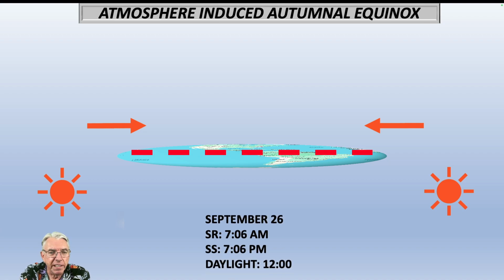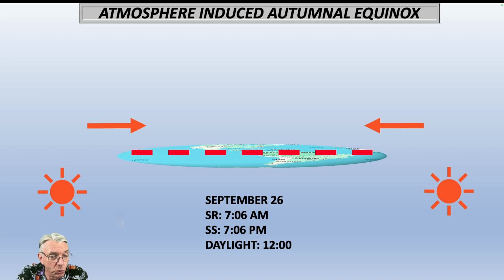And so what I call the atmosphere-induced autumnal equinox actually occurs 4 days later, on September 26th, when the sunrise and the sunset are the same except for the AM and the PM, and daylight and nighttime are equal. So again, the atmosphere helps us out and gives us a little bit of bonus light, about 8 minutes of bonus light on the day of the equinox. And then finally by September 26th, we actually have our equinox, but it is induced by the atmosphere. So I thought you might find that interesting.